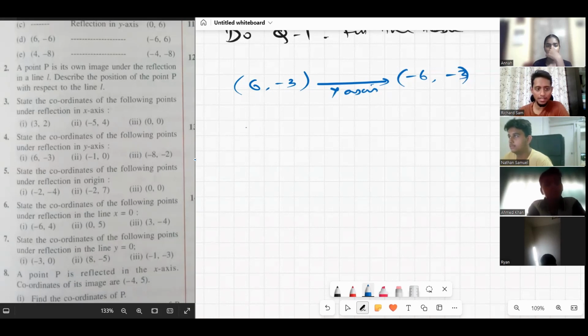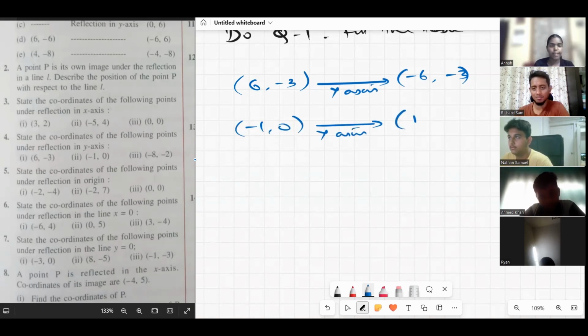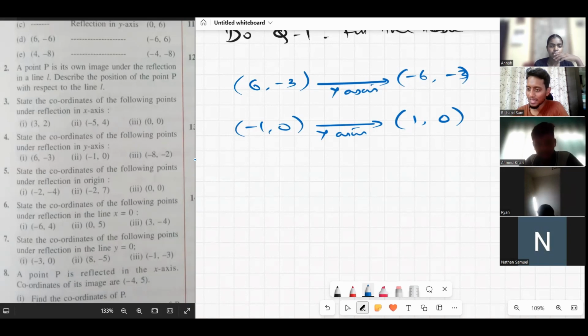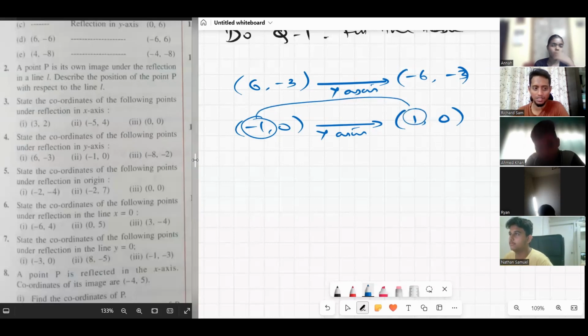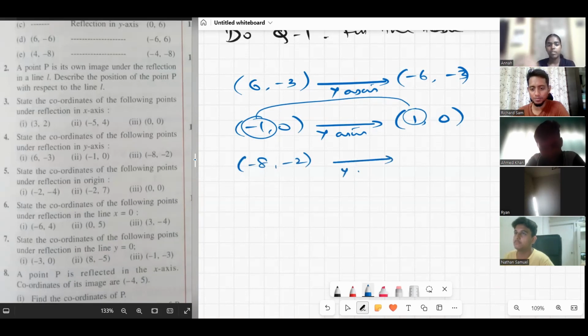Okay. Next, minus 1 comma 0. What will this become? 1 comma 0. Hey, minus 1 will become 1. On the y-axis, the x coordinate will change sign, Ahmed. When you reflect a point on the y-axis, the x coordinate will change sign. Means minus will become plus or plus will become minus. Ahmed, tell me the last one. Minus 8 comma minus 2. What will this become? 8 comma minus 2.